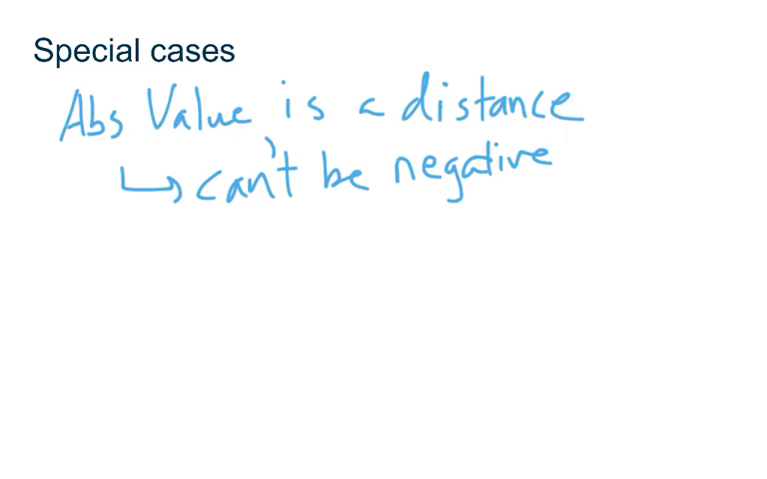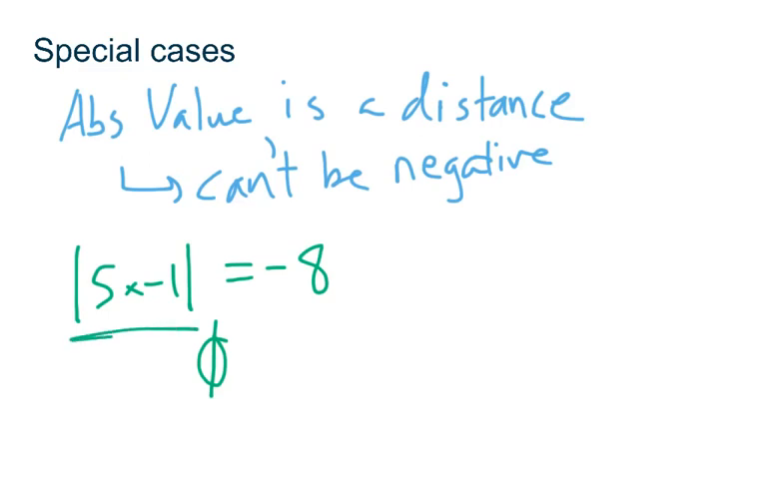Let's say we have the absolute value of 5x minus 1 is equal to negative 8. The answer to this is no solution because this is a distance. This has to be greater than or equal to 0. Negative 8 is not greater than 0. So there is no solution, nothing we can put into x that's going to make this equal negative 8. Now, what you have to watch out for are ways this can be disguised.